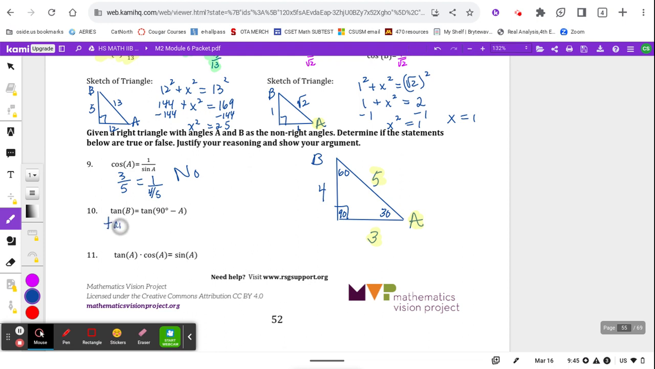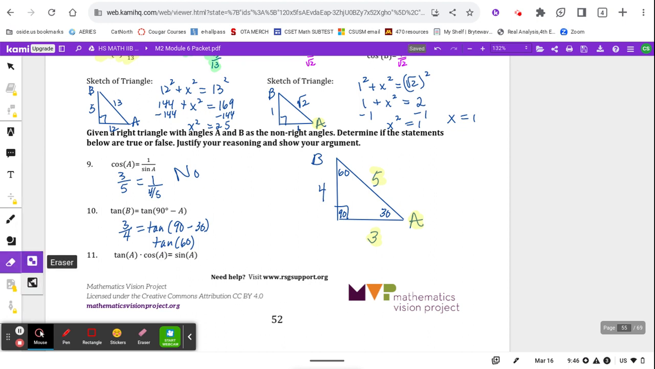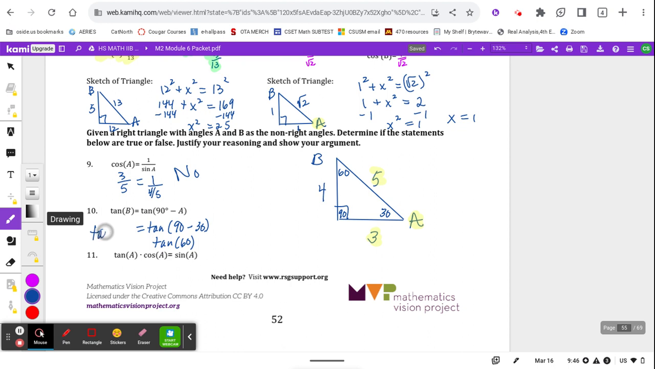Next one, tangent of B. I go stand at B and I look for opposite over adjacent. So that would be 3/4. And then we go tangent of 90 minus A. So if I go 90 minus angle A, that's 30 minus... that's going to be the tangent of 60. Well, by the way, tangent of B is also 60. And so we get that the tangent of 60 is equal to the tangent of 60. So this one's a yes.